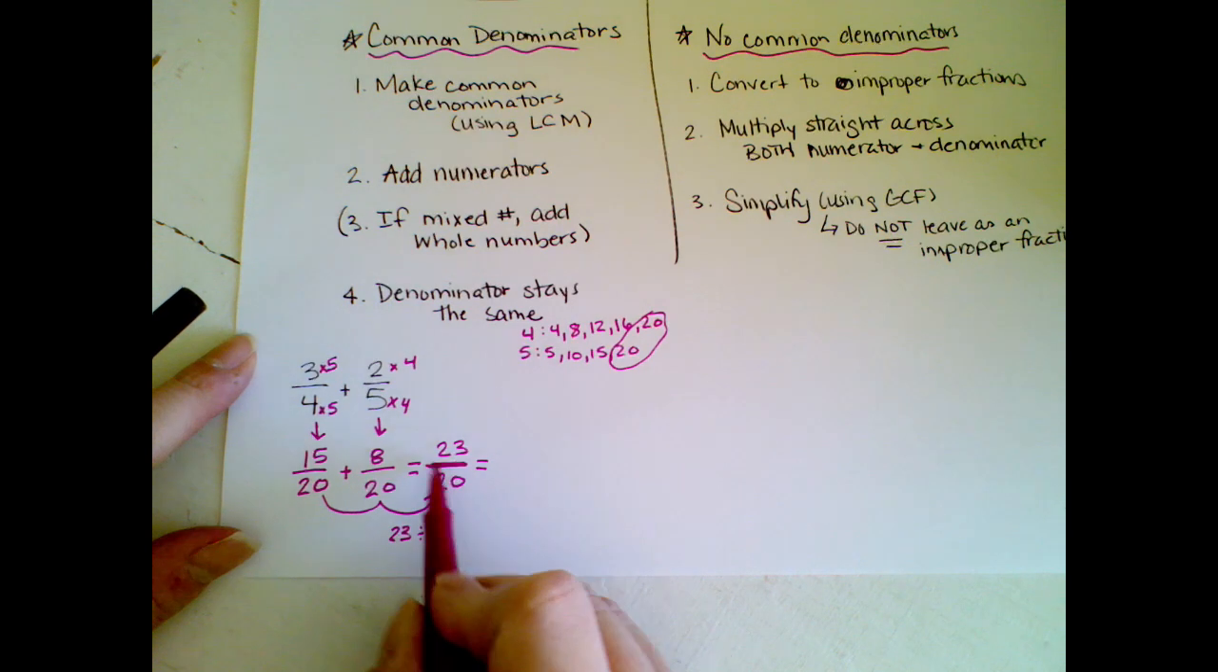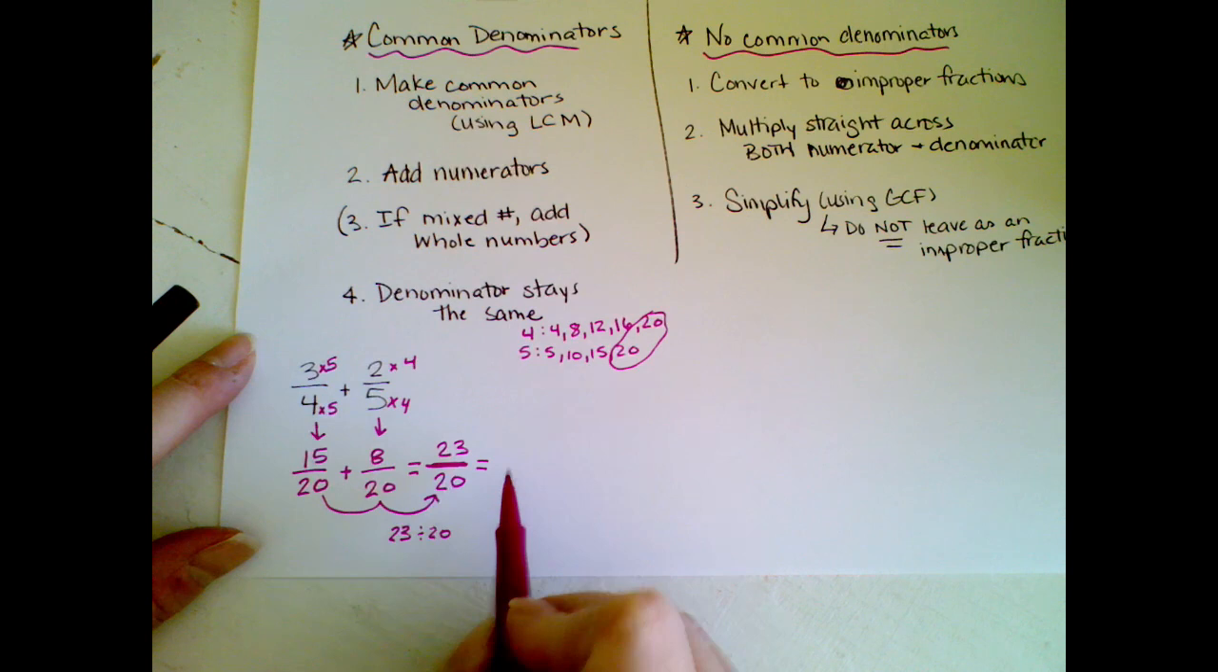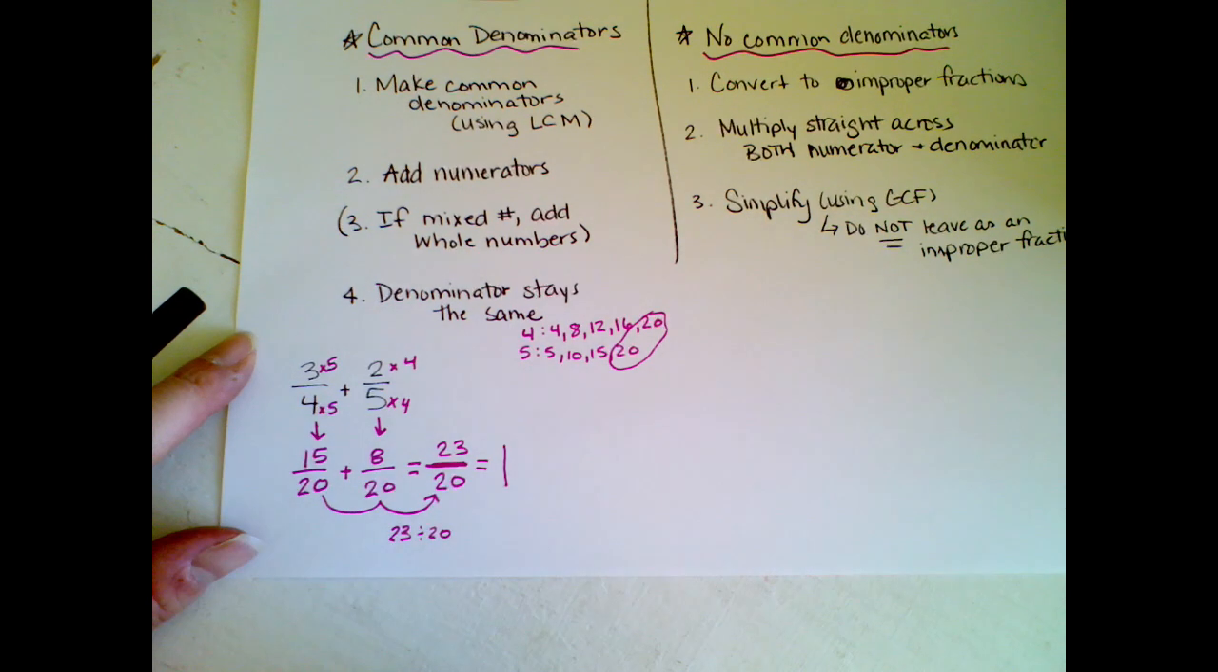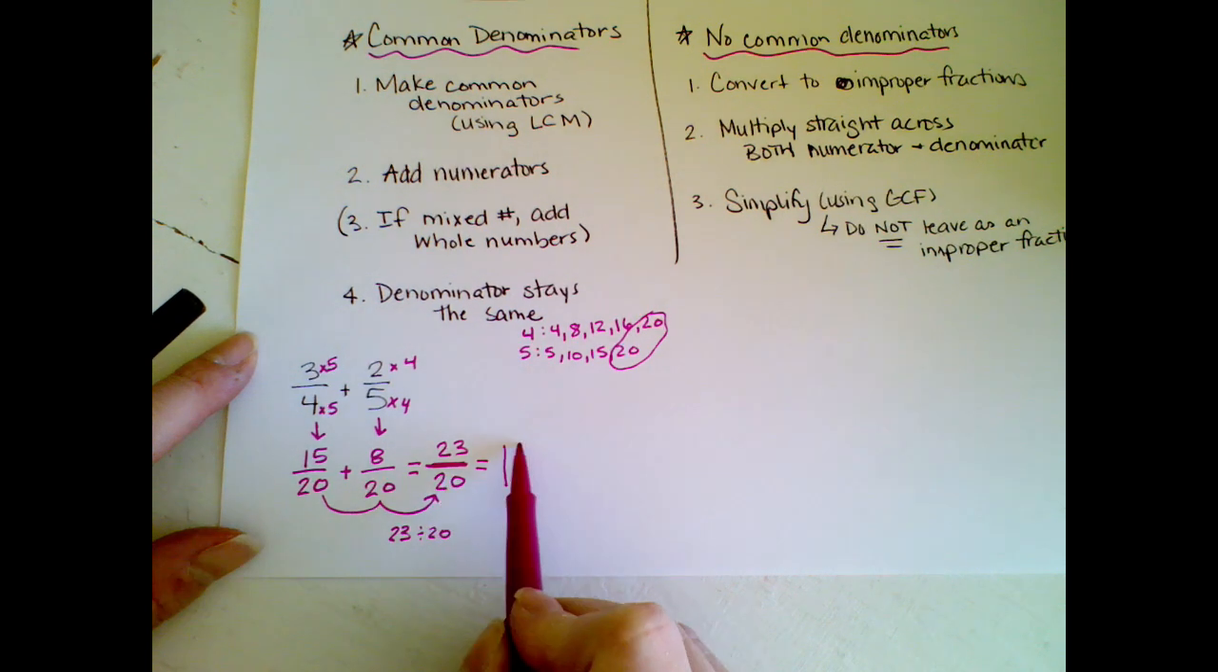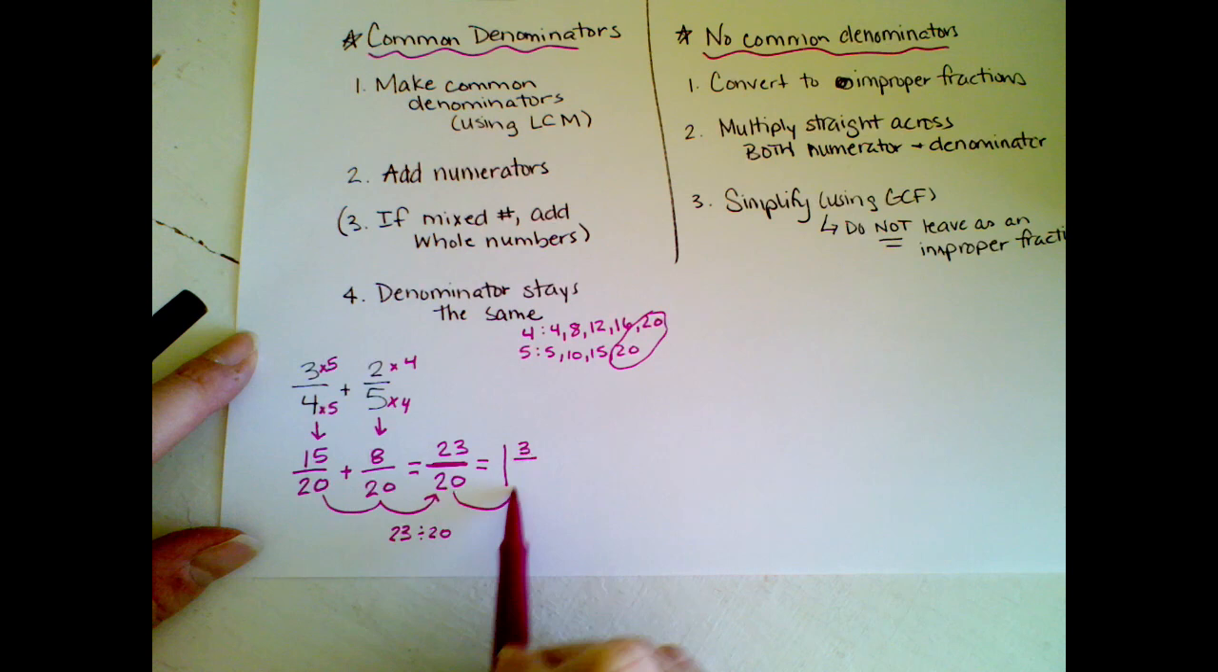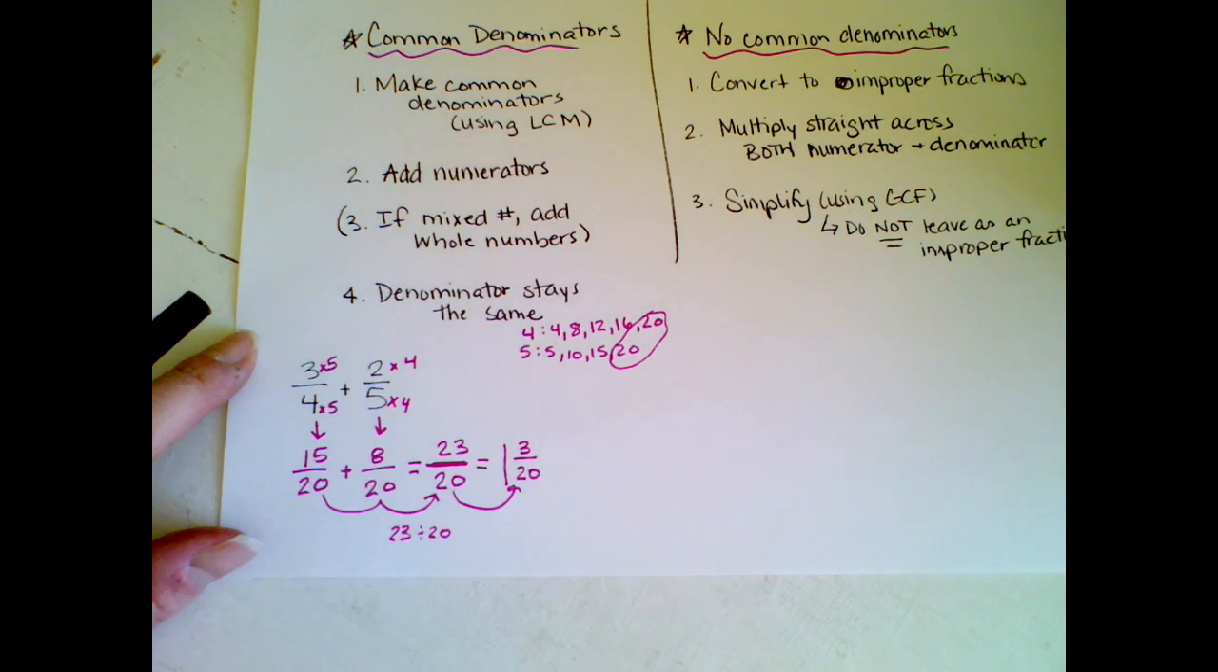If we have 23 markers laying on the ground, how many groups of 20 can we take out? Just one big group. One group of 20. So we have now removed 20 from that pile. How many are left? 3. And that denominator still stays the same.